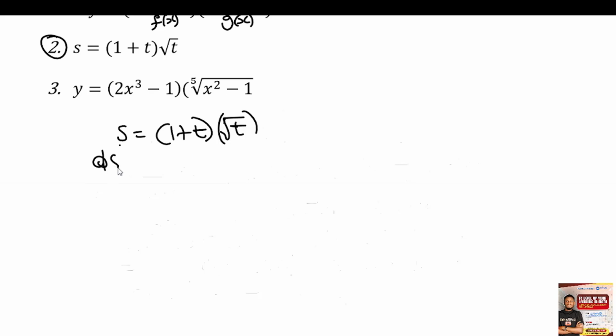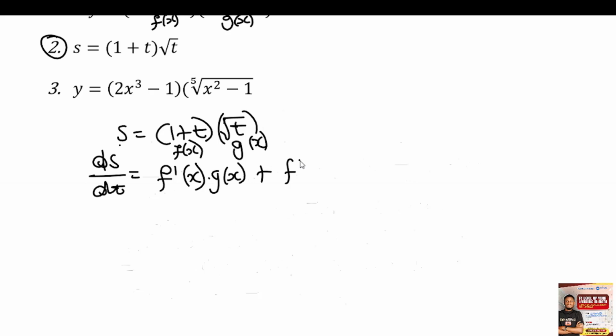We are going to have ds on dt equals, differentiate the first one. So let's call this one f of x. Call the second one g of x. So we differentiate the first one. We keep the second one constant. Then we keep the first one constant. We differentiate the second one.